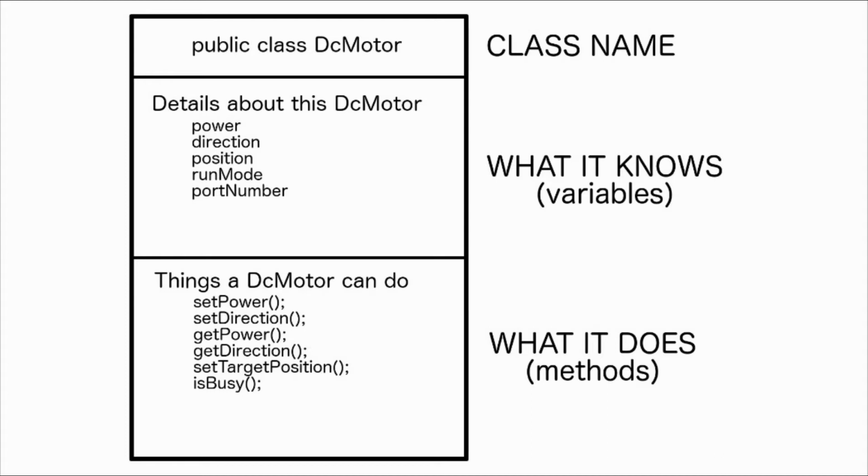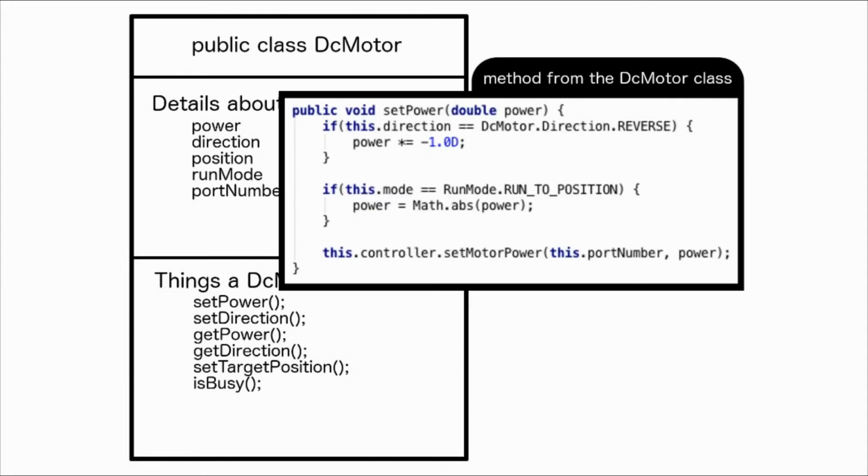A more practical class for FTC would be a DC motor class. The DC motor can know its power, its direction, its position, its run mode, its port number, and probably a bunch of other stuff. And things that it can do are set power, set direction, get power, get direction, set target position, is busy. So it has variables and methods just like our superhero class had. So we have our instantiation of the DC motor class called left wheel from before, and we can say left wheel dot set power. And when we're doing this, it's calling the set power method from the class DC motor.